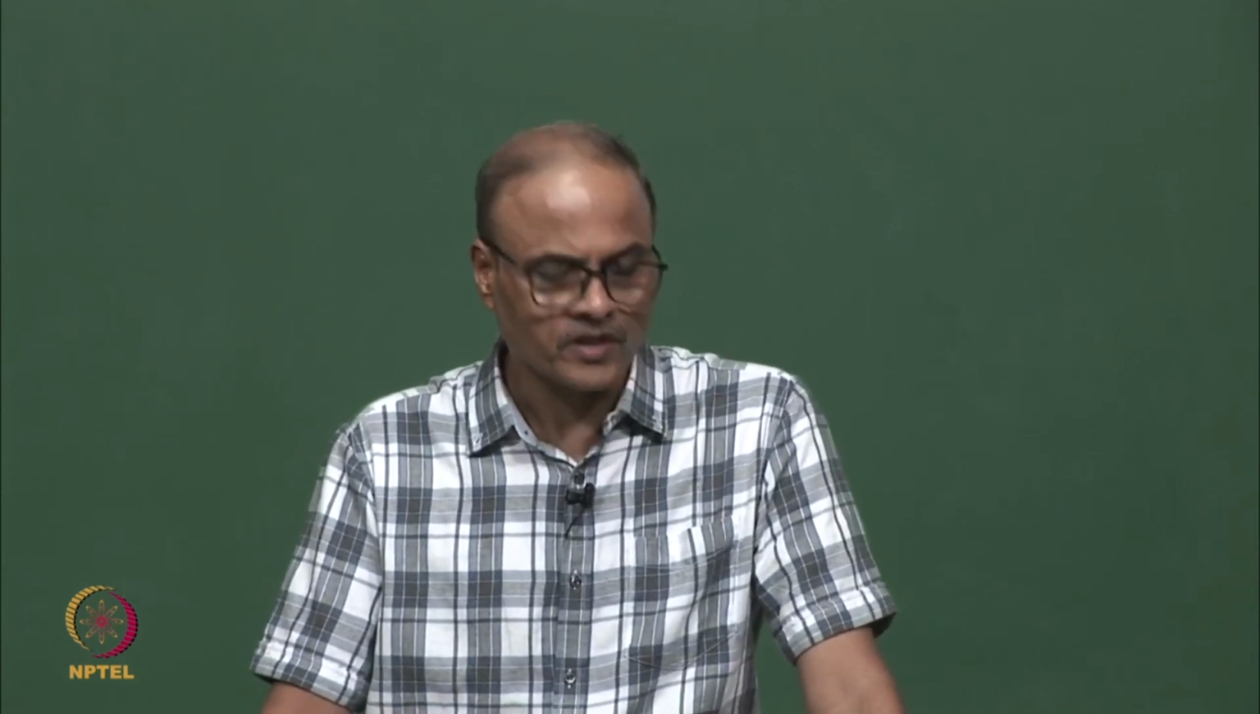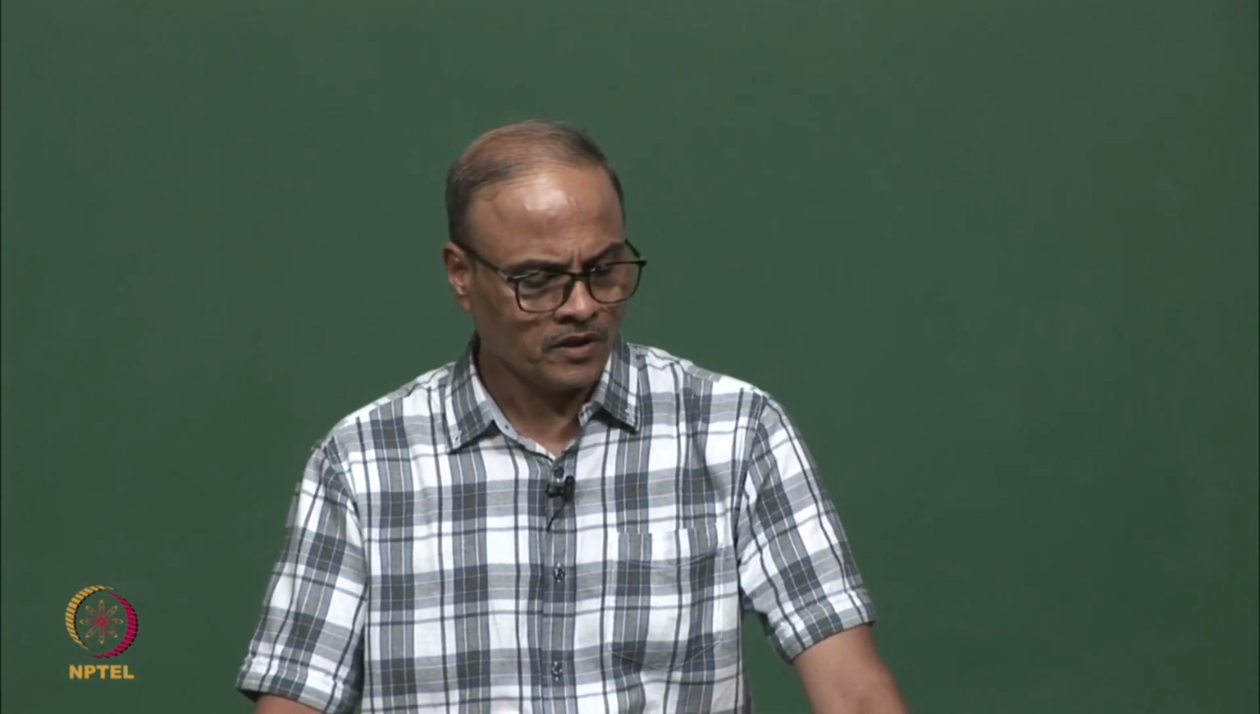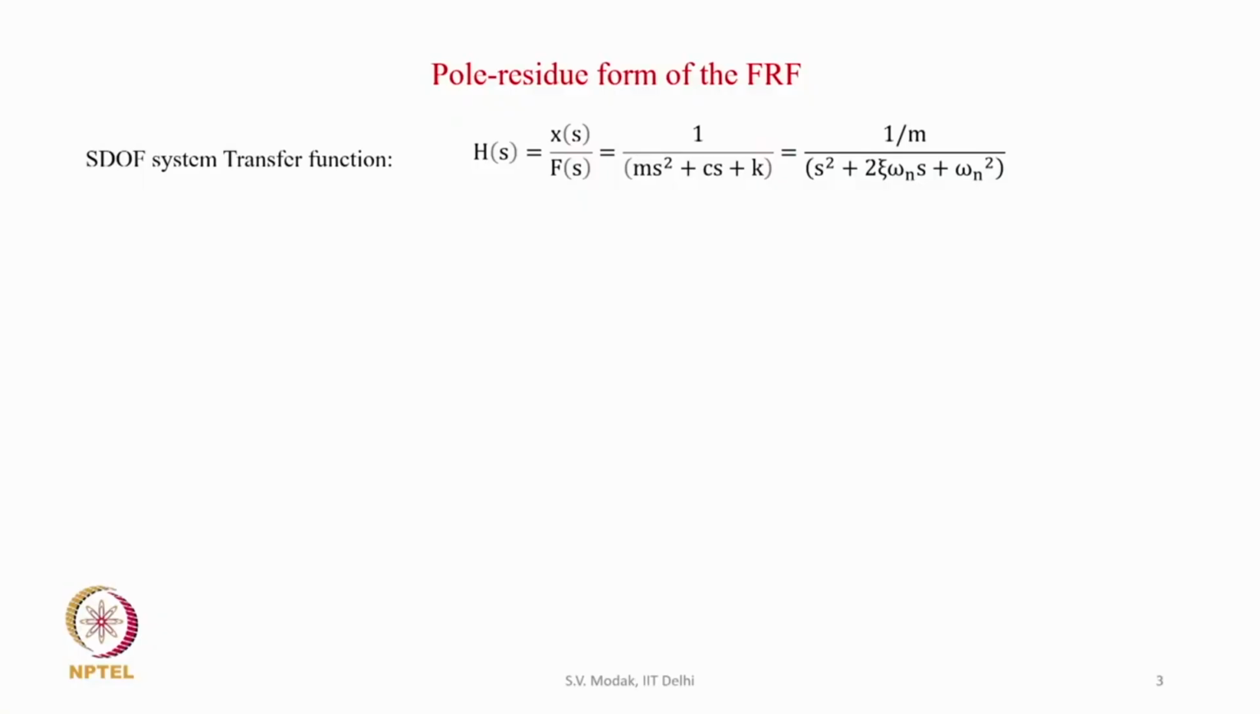Let us first of all look at the pole residue form of the FRF for a single degree of freedom system. The single degree of freedom transfer function can be obtained as a ratio of the Laplace transform of the output, which is X(s), divided by the Laplace transform of the input. It can be shown that for a single degree of freedom system, this transfer function is nothing but 1 upon ms^2 + Cs + k.